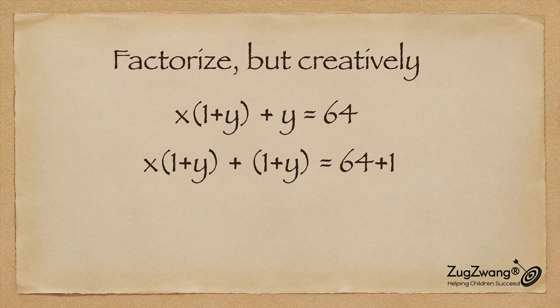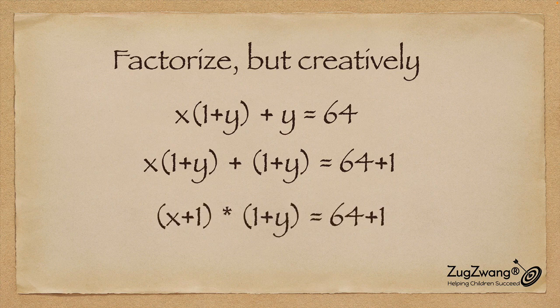So now you have a common term, which is 1 plus y, and what you're left with is x plus 1. And the product of these two terms is going to be equal to 64 plus 1, which is 65.